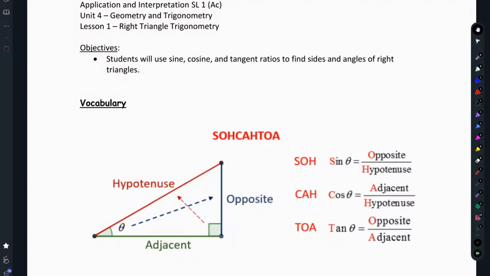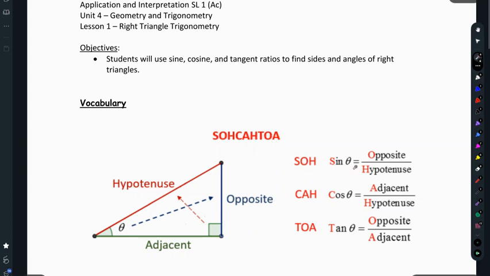Today we're going to be looking at right triangle trigonometry. We would need this if we don't have two sides of a right triangle to help us find the third side, or we don't have either acute angle in a right triangle. What you're going to see here at the top of the page is the acronym SOH CAH TOA.